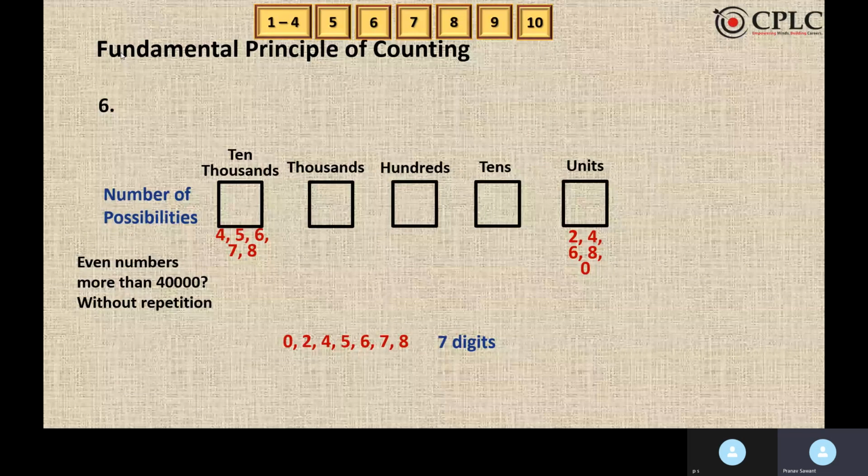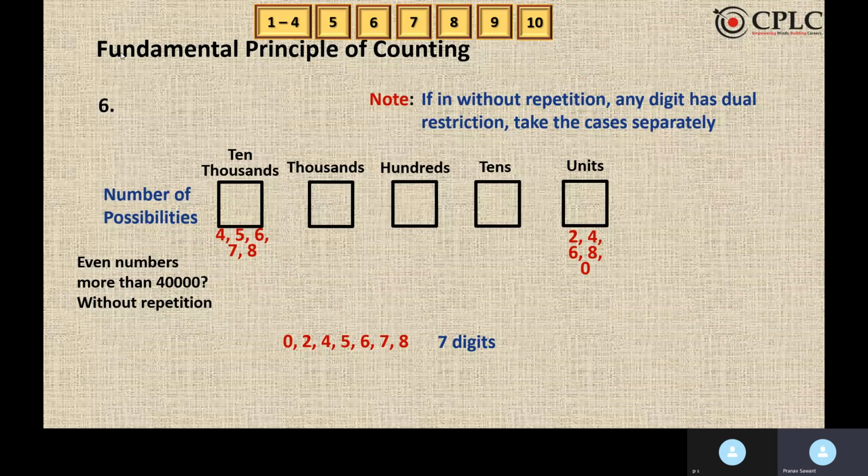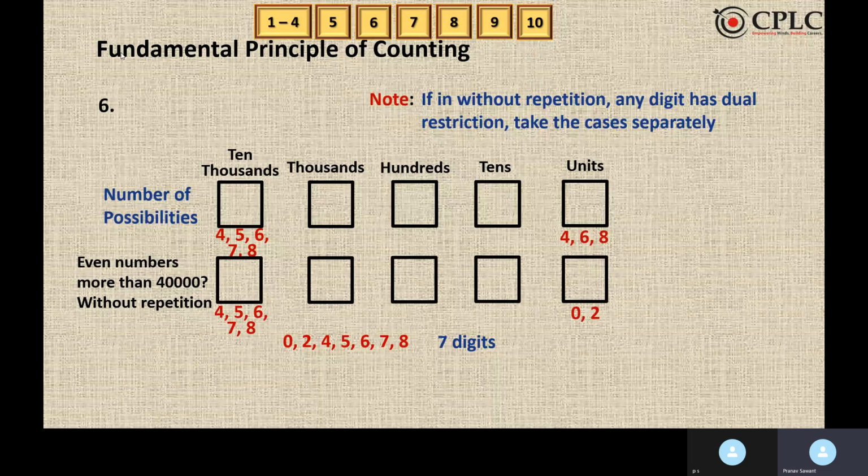Now there's a note over here. If in without repetition, any digit has dual restriction, take the cases separately. So over here, we have some digits with dual restriction. This means they're coming at the units place and also at the tens place. That means they are of dual restriction. So we'll take the case separately.